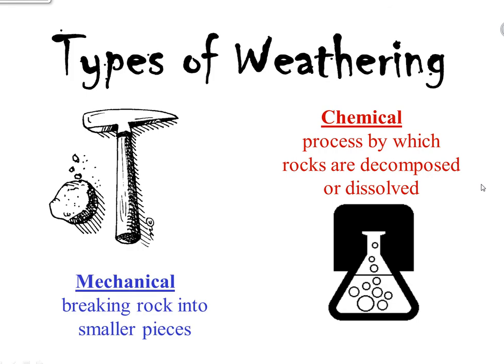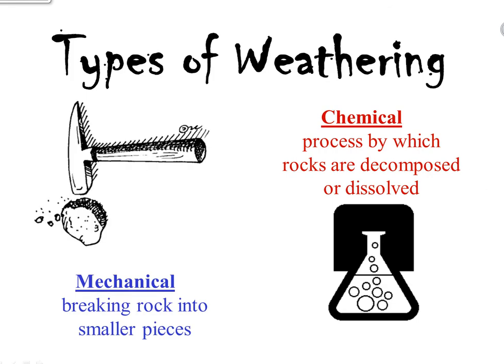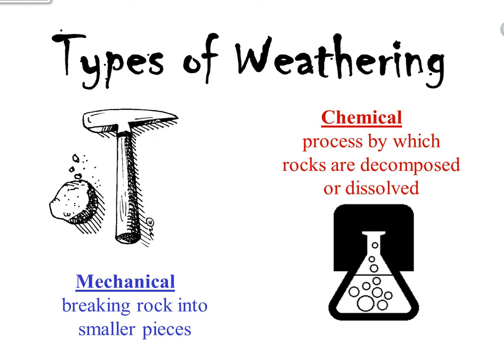There are two types of weathering. Mechanical, breaking a rock into smaller pieces. I usually picture a hammer breaking something mechanically. Or chemical, a process where the rocks are decomposed or dissolved. Some sort of chemical reaction is taking place, changing the material, not just breaking it.